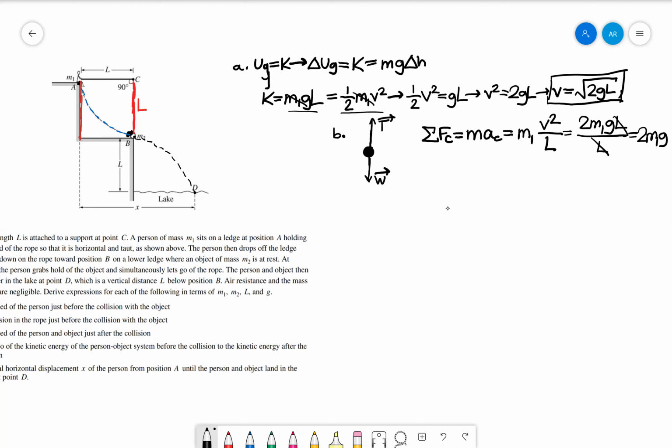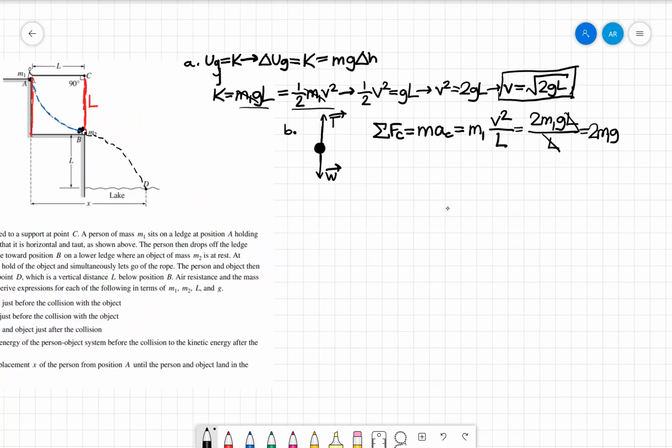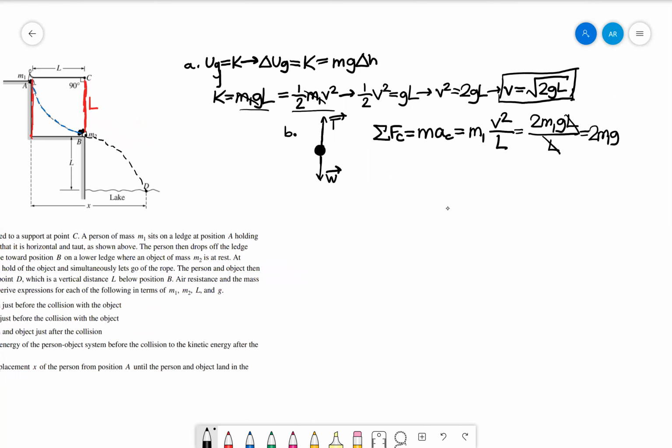Now, the tension force is toward the center of the circle. Let's use green. The tension will be pointing this way. Tension is trying to maintain the circular path, while the weight is trying to get it out of the circular path. So we're going to treat tension as positive, because by convention, inward-seeking forces are positive in order to maintain the circular motion. So what we have is the tension minus the weight m1g equals 2m1g. Now we get our tension by adding m1g to both sides. We get tension is 3 times m1g.